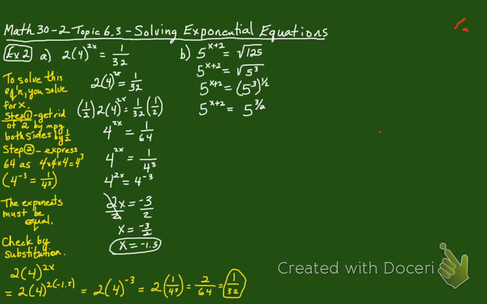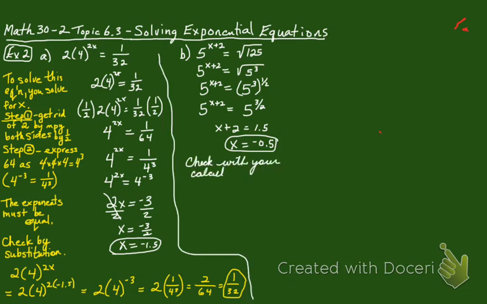Just filling in the other side, we now have 5 to the power of x plus 2 is 5 to the power of 3 over 2. If the bases are the same, the exponents must be equal. So we can say x plus 2 has to equal 3 over 2, or 1.5. Subtract 2 from both sides, and x equals negative 0.5. I'll leave you to check that with your calculators.